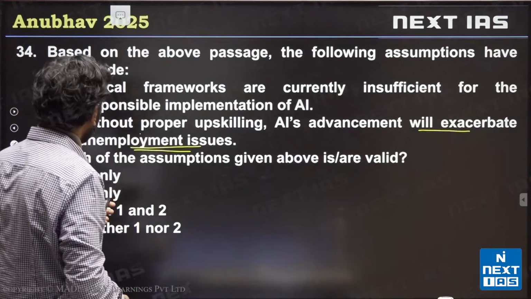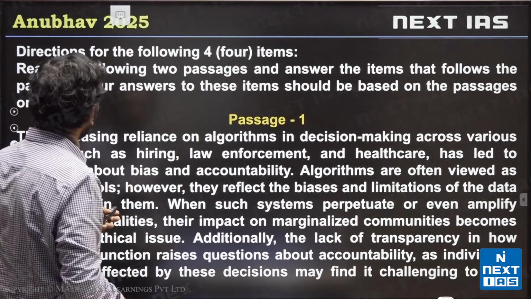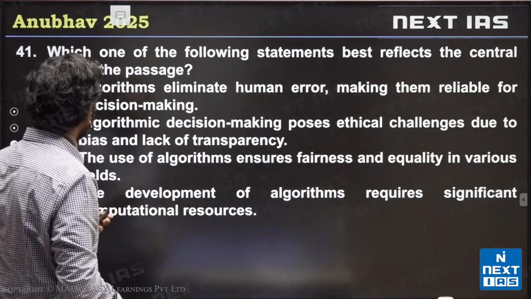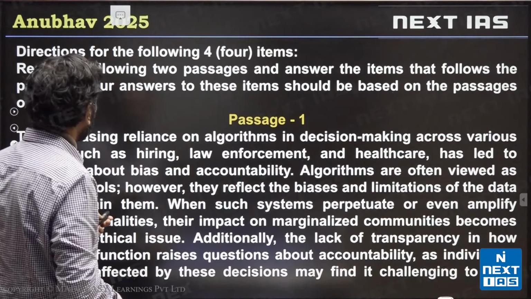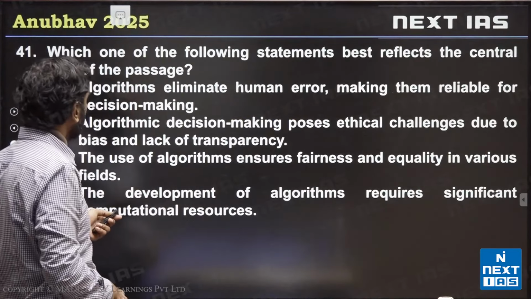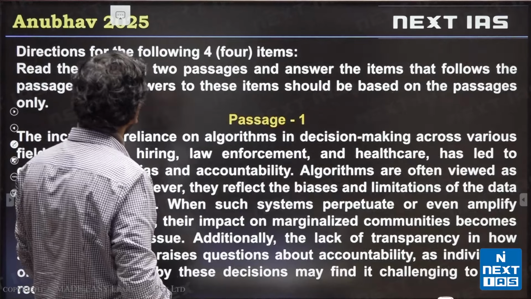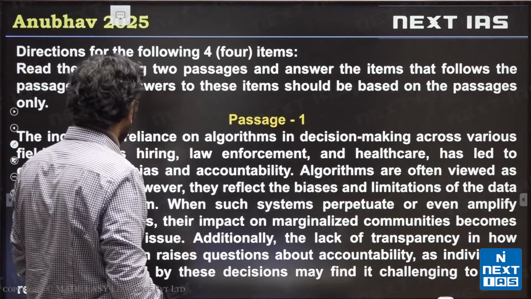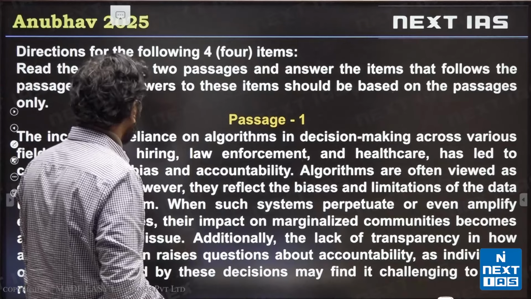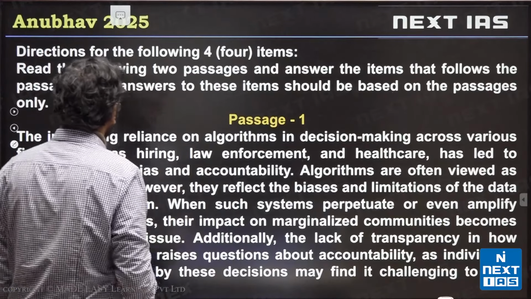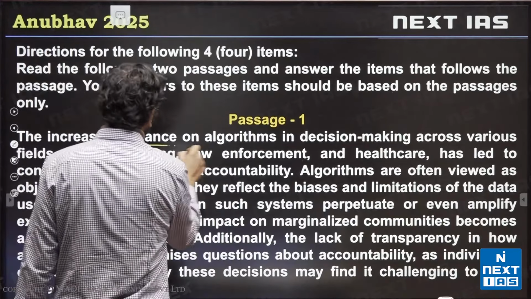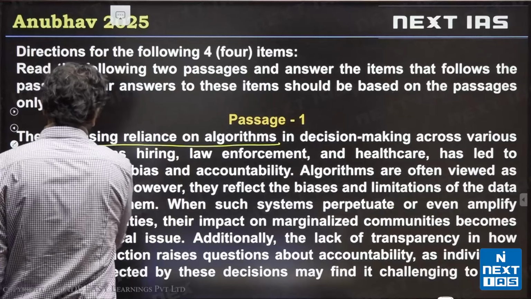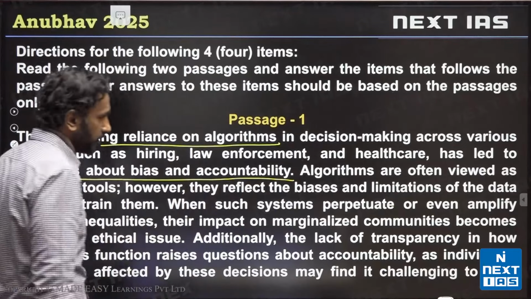Okay, let's look at the next one in the set. So the next set has 2 passages, 4 items, just like we did right now. Okay, let's look at the first passage. Increasing reliance on algorithms in decision making across various fields has led to concerns about bias and accountability. So increasing reliance on algorithms leads to concerns about bias and accountability.